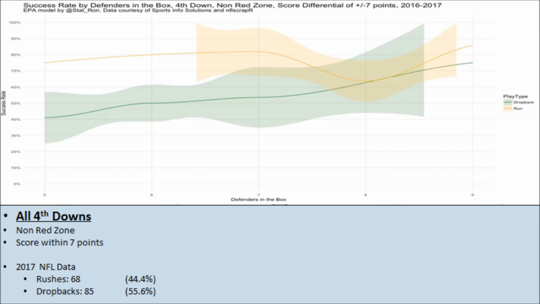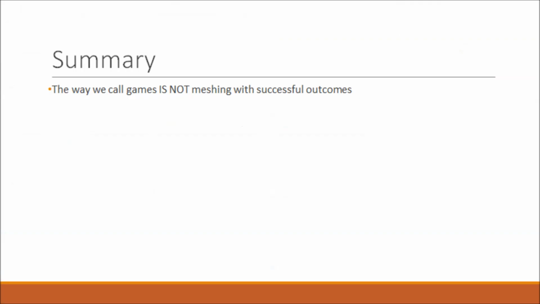So I think what you're going to hopefully take away from this particular analysis that Josh has done so well is that quite often the way that we call games, the percentage of runs and passes, doesn't really mesh up with the success rate that is generated by those particular play calls.